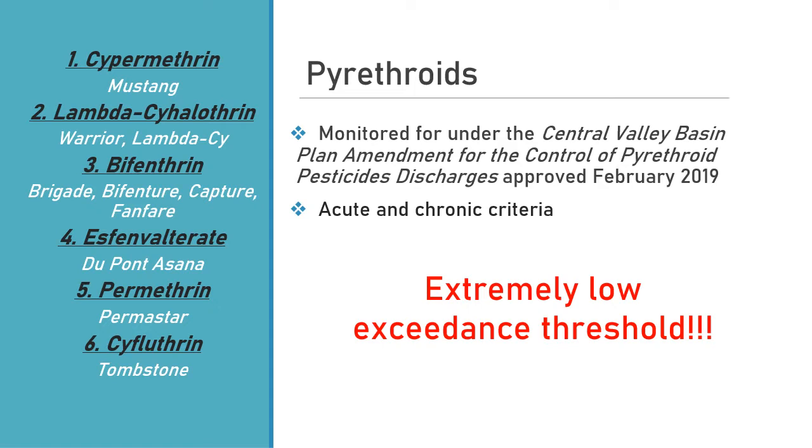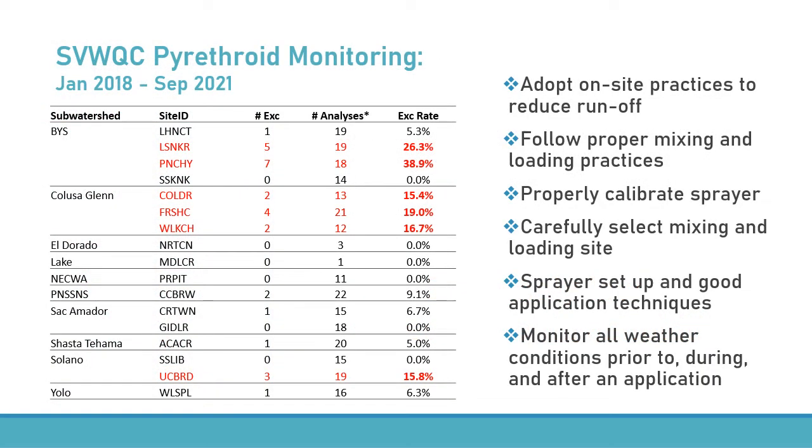On the left are the 6 pyrethroid pesticides that are monitored for, and the white text shows some common trade names or products that contain the pyrethroids. Here is a table of monitoring sites that are monitored for pyrethroids. From this chart you can see that pyrethroids are not only commonly detected, but also commonly trigger exceedances.